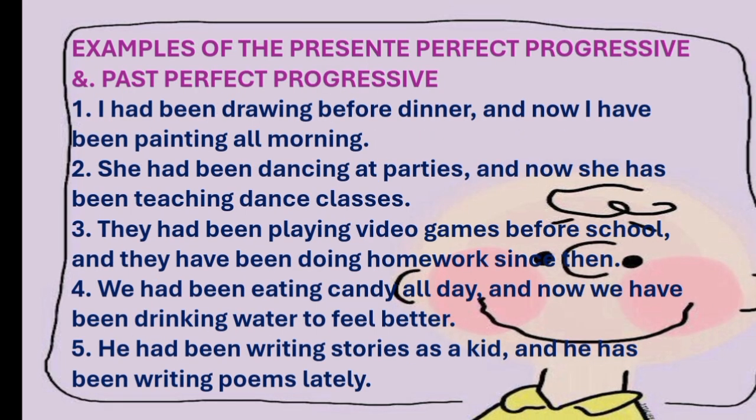Now examples of the present perfect progressive and past perfect progressive. I had been drawing before dinner and now I have been painting all morning. She had been dancing at Paris and now she has been teaching dance class. They had been playing video games before school and they have been doing homework since then. We had been eating candy all day and now we have been drinking water to feel better.